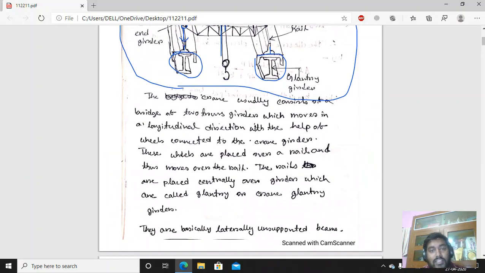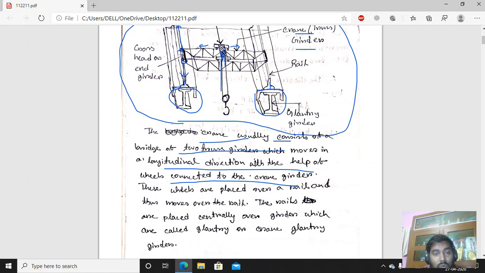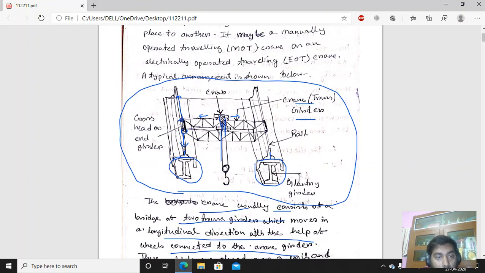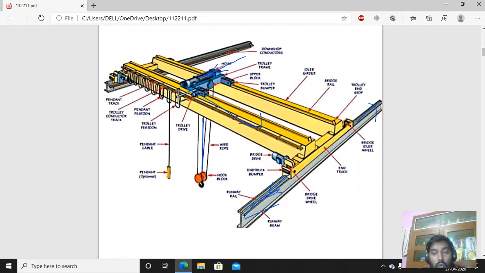Now, what are the general members that the Gantry girder, the EOT crane, is comprised of? The basic crane consists of a bridge of two truss girders which moves in a longitudinal direction with the help of wheels connected to the crane girder. This is the truss girder, connected to the crosshead or end girder. This is the rail section on which, as you can also see in this picture, the crane is placed, so it can move in that direction also. So this is the movement.